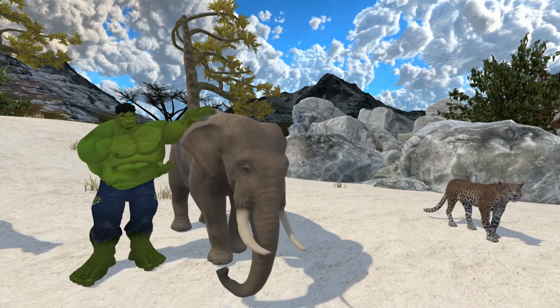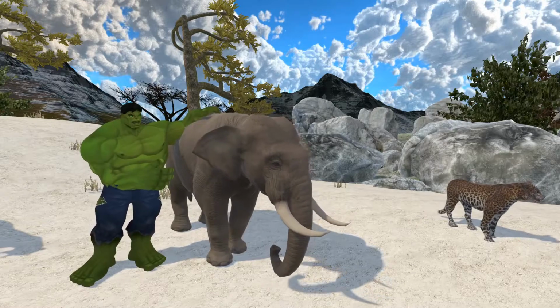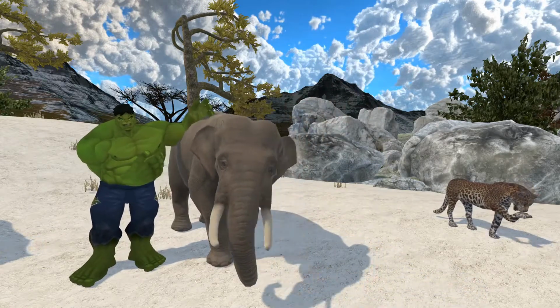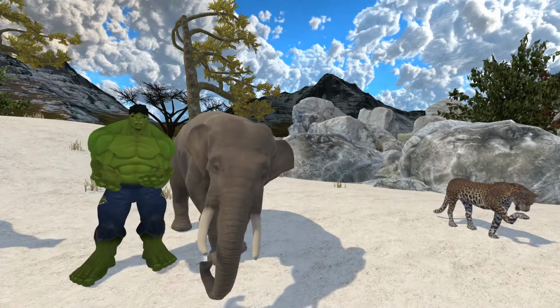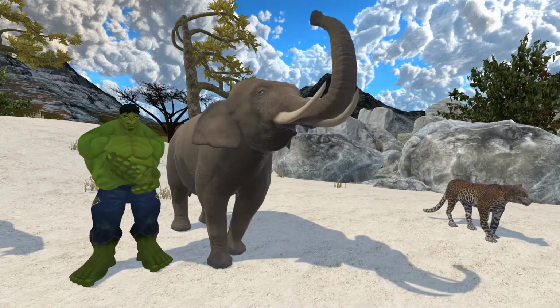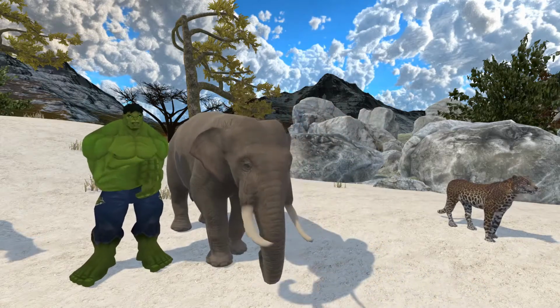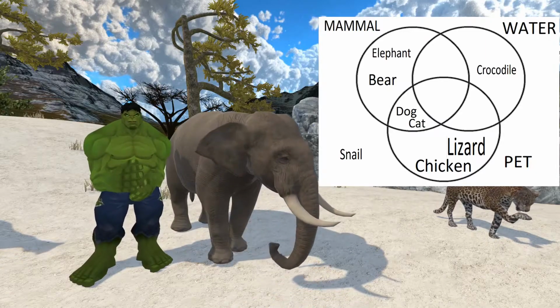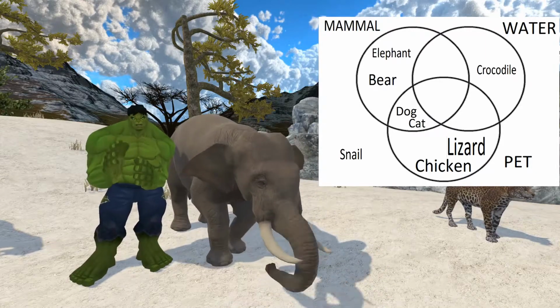Here we've got an elephant. Well, I don't know about you, but I don't see any elephants at my neighbor's house, so it's not going in that pet circle. An elephant is a mammal, but it doesn't live in the water. So the elephant is going to join the bear in the mammal circle, but just the mammal circle, not anything else.